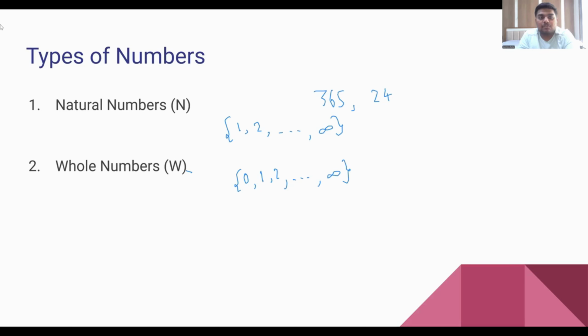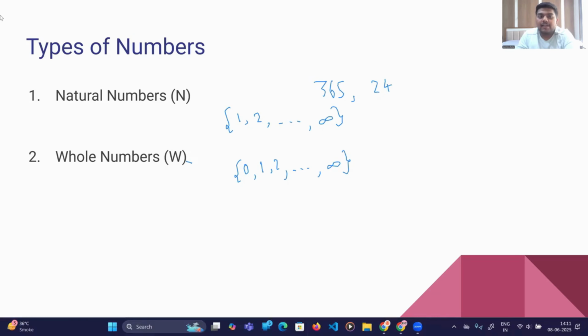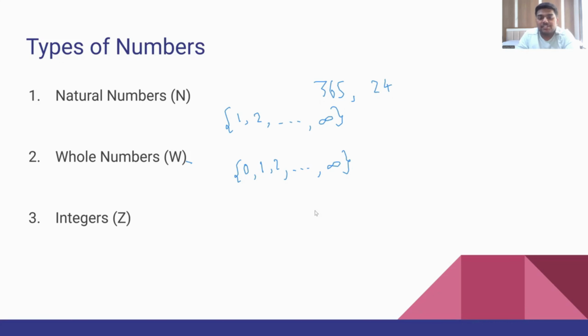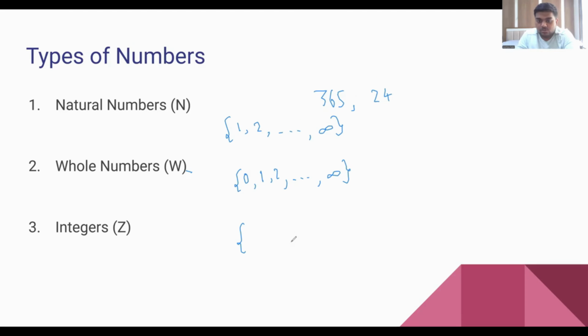Then the third type of numbers that we have is the integers. Now, integers are of positive sign as well as negative sign. So the range of the integers is -3, -2, -1, 0, 1, 2, 3. It extends to positive infinity to the right side, and it extends to negative infinity to the left side. So this is the range for the set of integers, which is denoted by a Z.